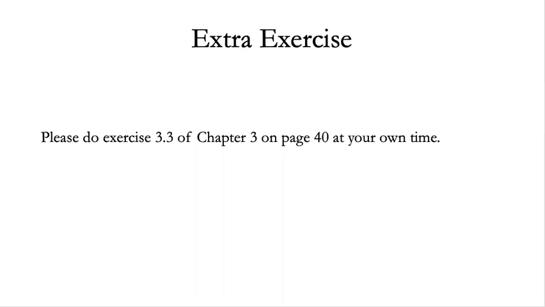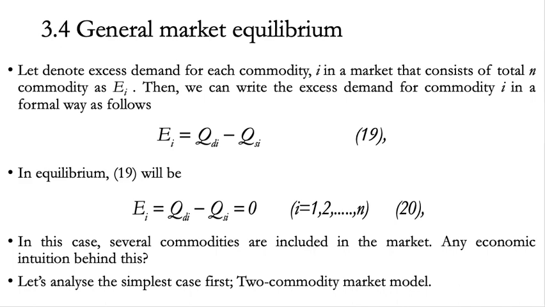All right, now we move to general market equilibrium. So what we have done previously are all partial market equilibrium or all partial equilibrium. So if we talk about general equilibrium, what does it mean by general equilibrium? So we have seen the partial market equilibrium. What if, because we want to be more realistic here, what if we have more than one commodity or product?